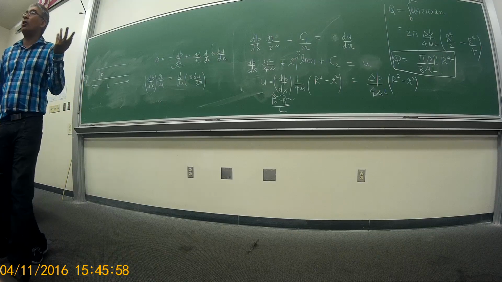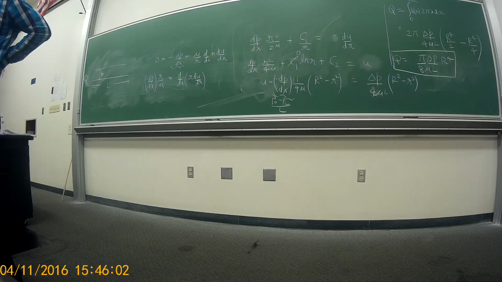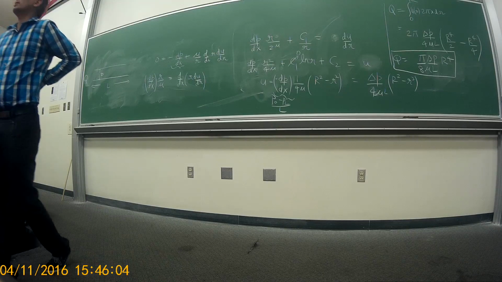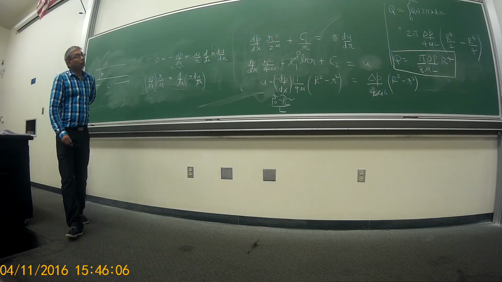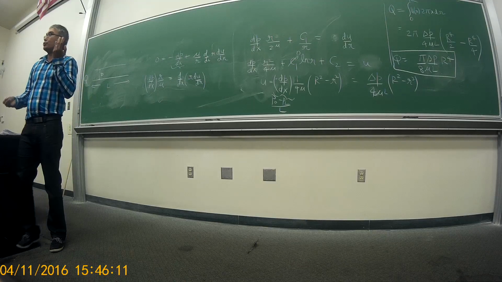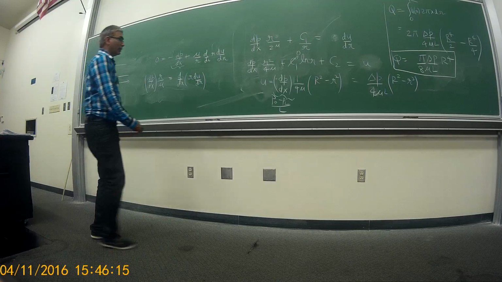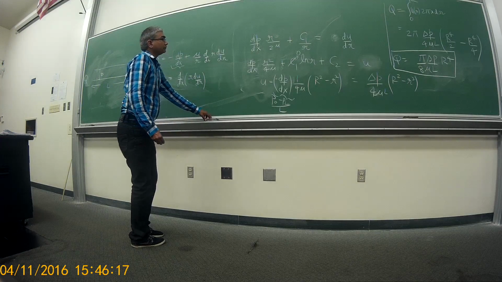What's the friction factor for laminar flow? 16 over Reynolds number. Yeah. For turbulent flow, it is some constant times Reynolds number to the power minus 0.2 usually. But we're not doing turbulent flow today. Okay, great. So that's the expression.